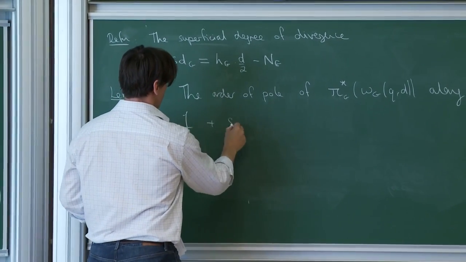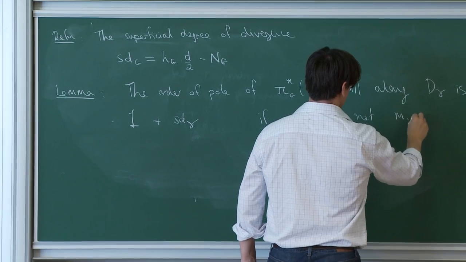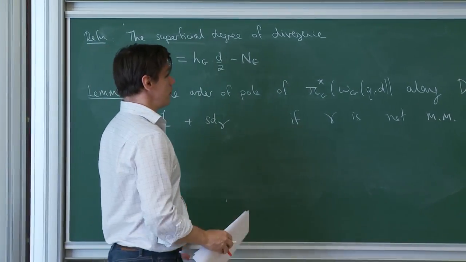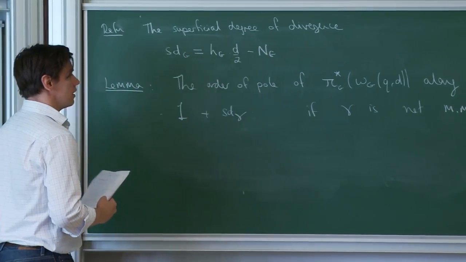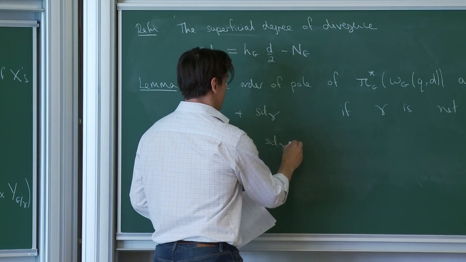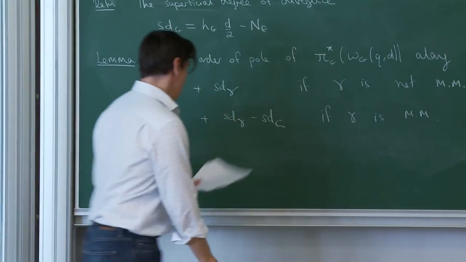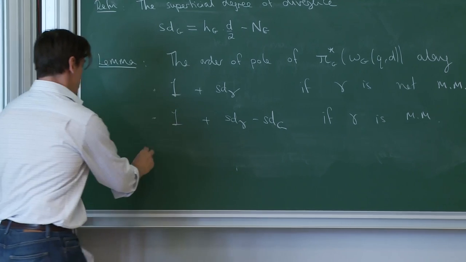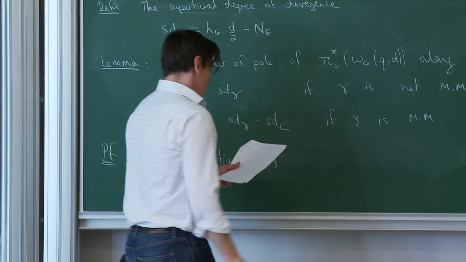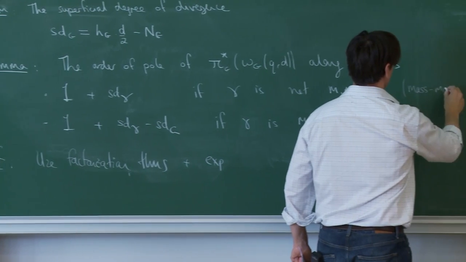1 plus SD_gamma if the subgraph is not MM. So MM meant mass momentum spanning. It meant that the subgraph is connected to every external momentum which was non-trivial, and contained all the masses, essentially. And in the case when it is MM, so that corresponds to an infrared subdivergence, we get this formula. If gamma is MM, and the proof is to use the factorization theorems I stated last time. MM means, it was a definition I gave last time, mass momentum spanning.